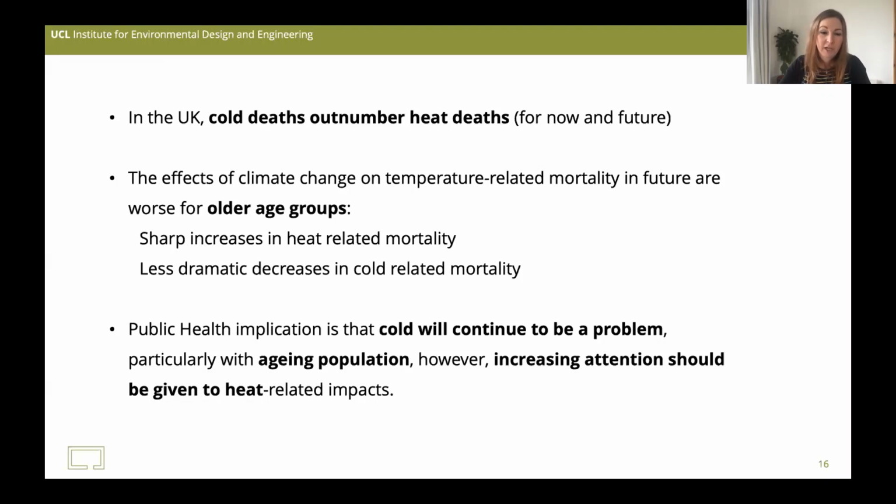And in the case of the UK, that's something that we're probably not as well adapted to, and we're not quite as prepared for as other countries that experience hot weather.